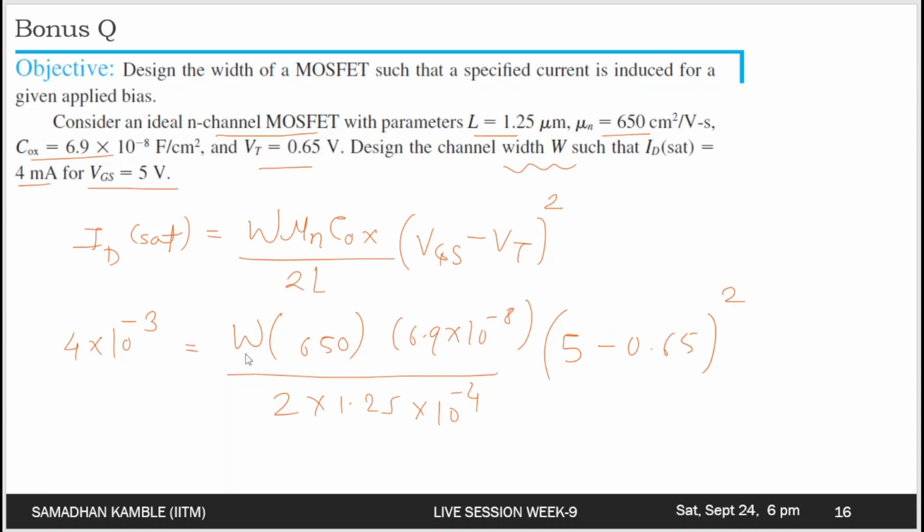So we have only one unknown here, so we can solve for it and we'll get the value of W as 11.8 micrometer. One thing to note here is that the current capability of MOSFET is directly proportional to the channel width. So the ID saturation is directly proportional to the channel width W, and the current handling capability hence can be increased by increasing the value of W.